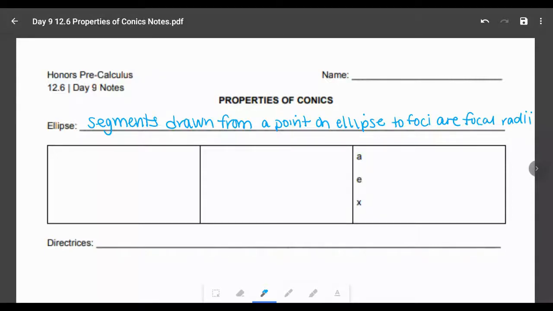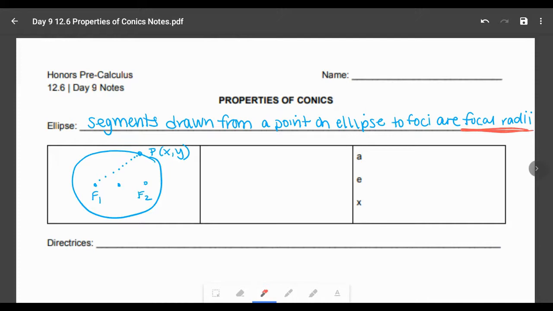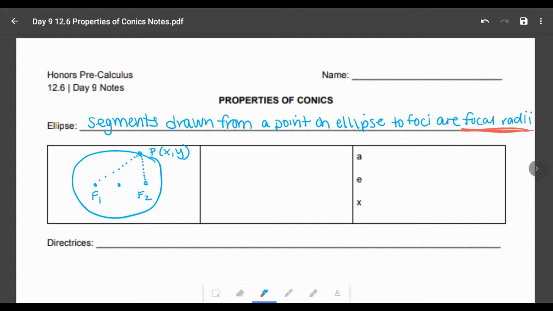All right, so today we're going to talk about properties of conics and focus on ellipses and hyperbolas. So when we draw a line from our two focal points, here's our center, here's our focal point number 1, here's our focal point number 2. When I draw a line from focal point number 1 to any point on the ellipse, which we're just going to call x comma y, this gives me a focal radii. And I will have a secondary focal radii from focal point number 2 to that same point.